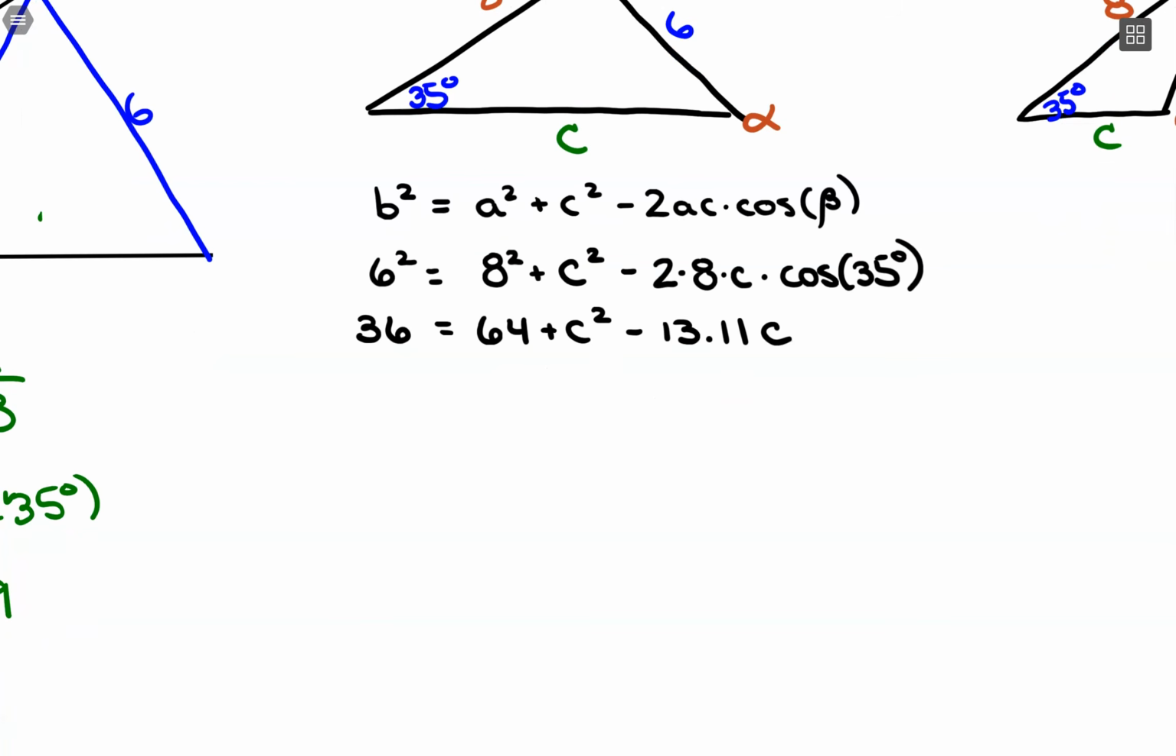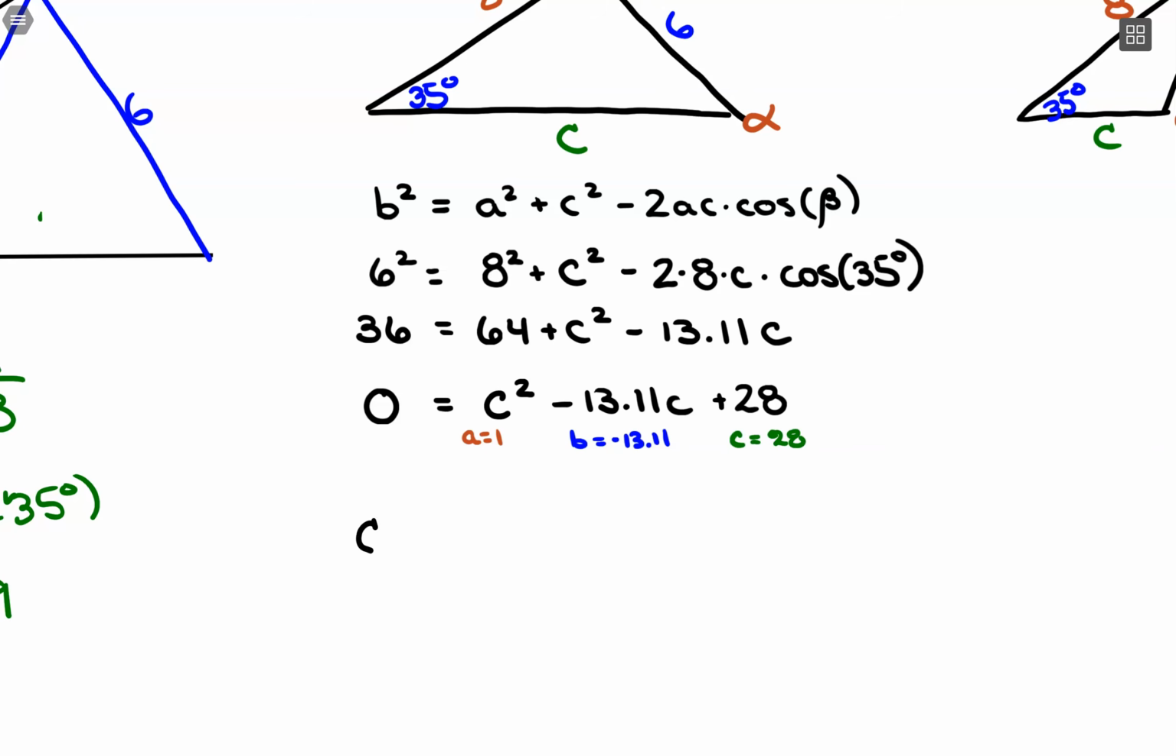So what we end up with here is a quadratic. We have c squared, we have just c, and then I have these constants. So what I want to do is get 0 on one side of the equation to solve this. So I'm going to subtract 36 from both sides. So I'm going to have c squared minus 13.11c, and then 64 minus 36, which is 28. Now, this isn't going to factor easily, but what I can use is the quadratic formula. So quadratic formula, a equals 1, b equals negative 13.11, c equals 28.